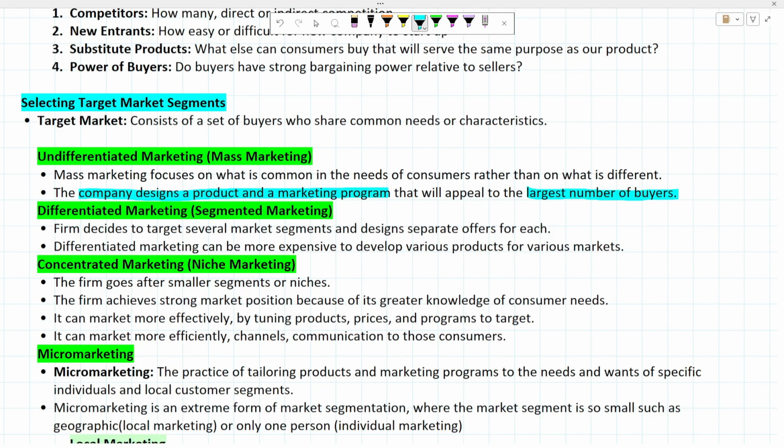Differentiated marketing, so segmented marketing. The firm decides to target several market segments and design separate offers for each. Differentiated marketing can be more expensive to develop various products for various markets. Concentrated marketing, such as niche marketing, the firm goes after small segments or niches. The firm achieves strong market positioning because of its greater knowledge of consumer needs. It can market more effectively by tuning products, prices, and programs to the target. It can market more efficiently, tuning channels and communication to those consumers.